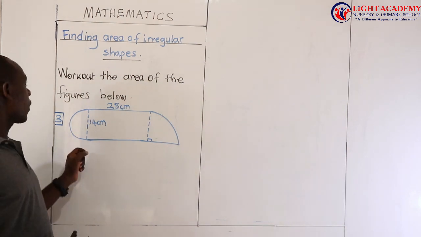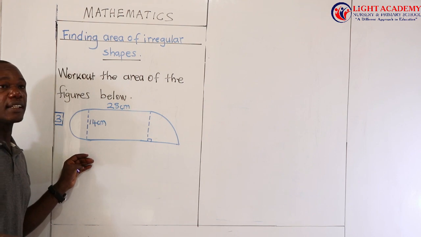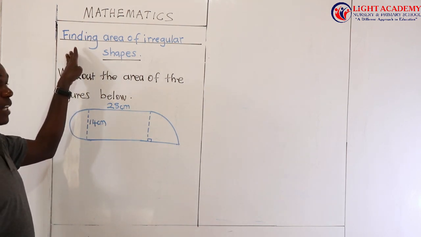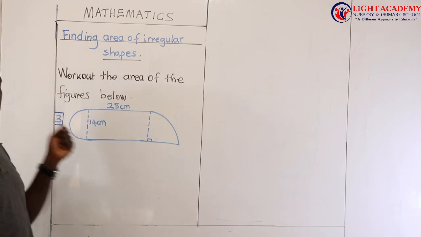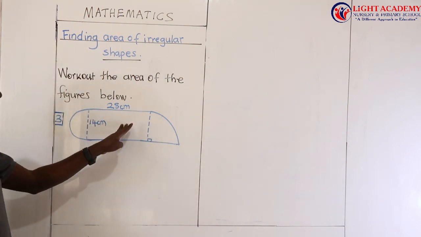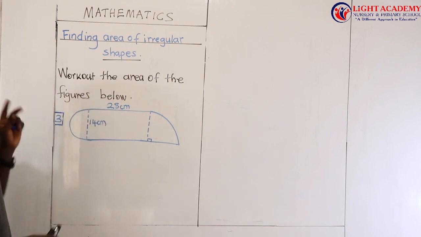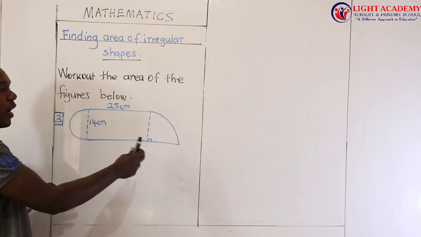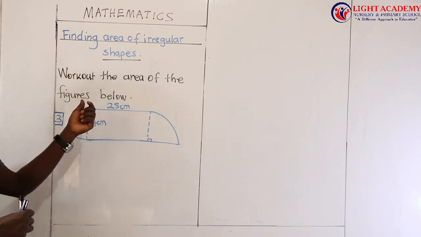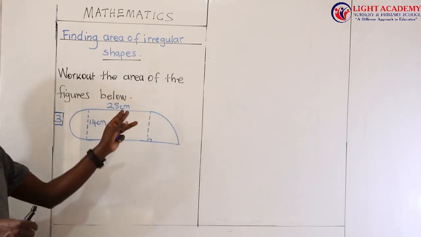Okay, this is our question number 3. Remember, we are still looking at how we can work out the area of irregular shapes. We have already looked at number 1 and 2. Now let's look at this number 3. Number 1 and 2 were basically joining two plain figures. But when you look at this number 3, there are 3 different figures you can see.